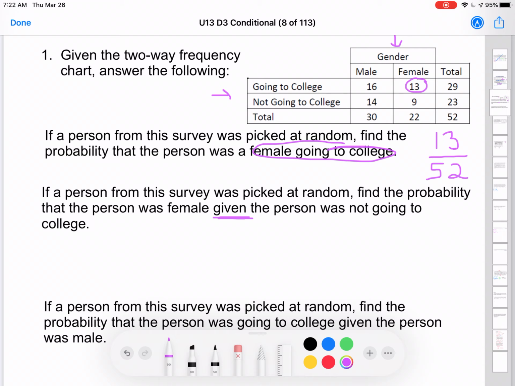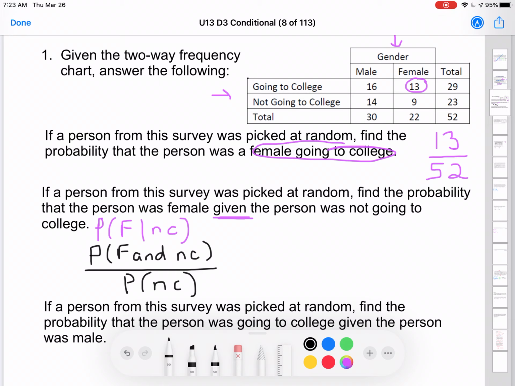So we're going to set it up using the formula. The probability of female given not going to college. And then I'm going to change it to be the probability of female and not going to college divided by the probability of not going to college. And this is what that formula was on the front sheet. I just like to write it going vertically.